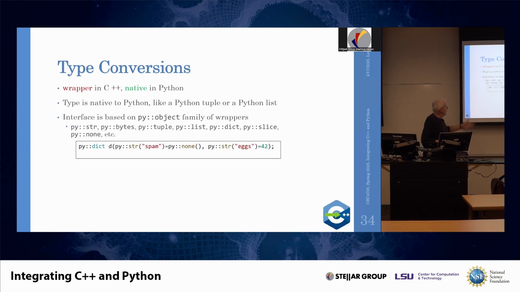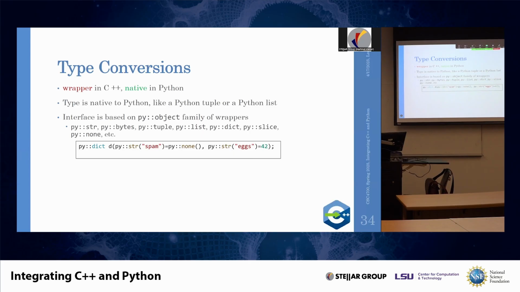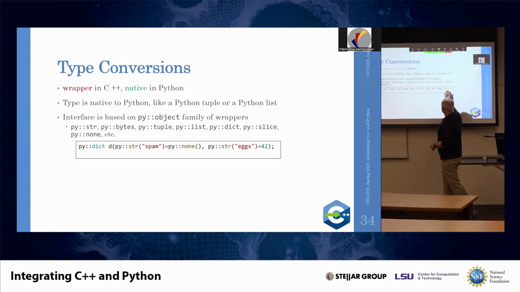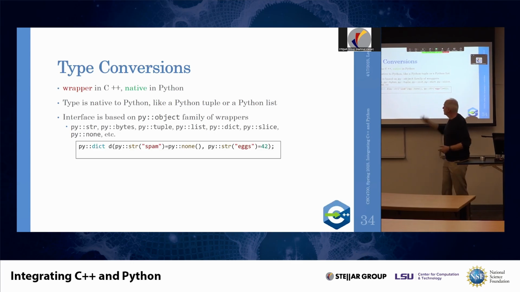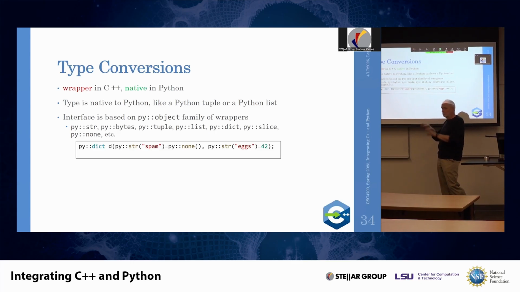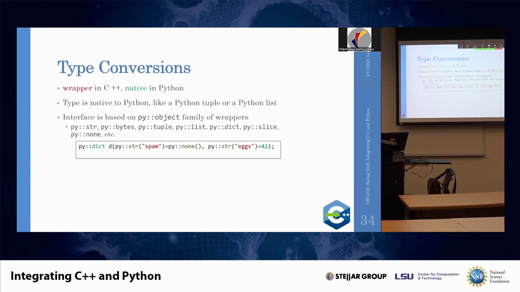So, for instance, I could write Python code in C++ by saying, OK, create a Python dictionary and initialize it from two elements, spam none and string x42. This creates a Python object on the Python side of things. So no C++ allocations are happening. It's all happening in the Python interpreter. Same with a tuple. Just make a tuple out of these 3 things. It does what it's supposed to do.